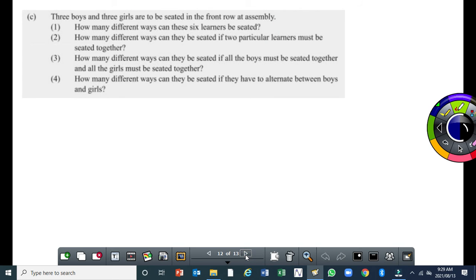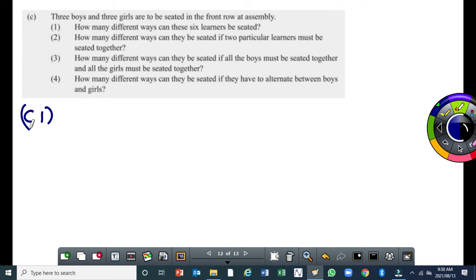Right, let's do this one now. It's about people now. So 3 boys and 3 girls are to be seated in the front row at an assembly. The first one, C1: how many different ways can these 6 learners be seated?